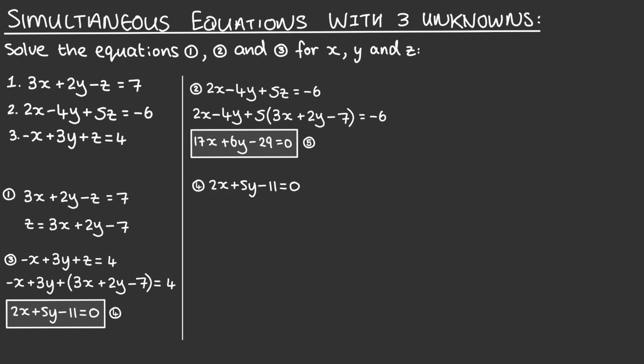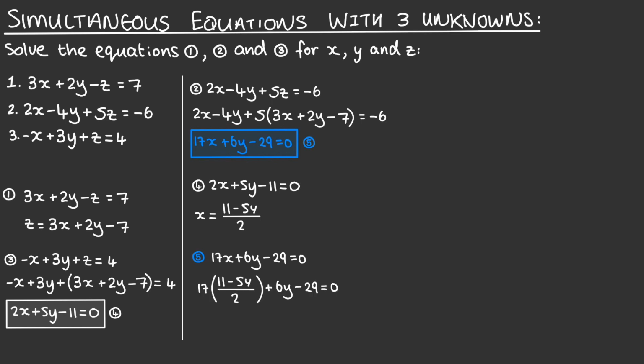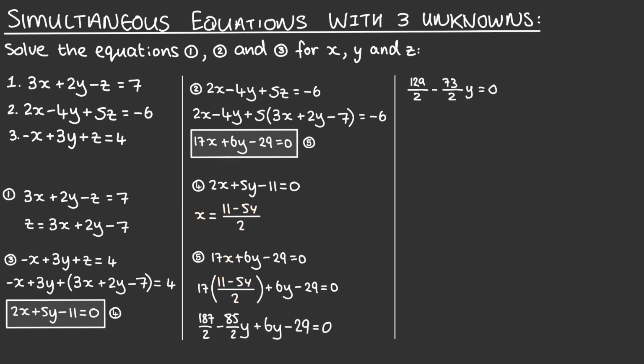In the same way that we solved equation 1 for z, we can take equation 4 and solve for x. We then take this x and substitute it into equation 5. So by substituting x into equation 5, we are left with 17 multiplied by 11 minus 5y over 2 plus 6y minus 29 is equal to 0. By multiplying out the brackets, simplifying and rearranging, we find that y is equal to 129 divided by 73.